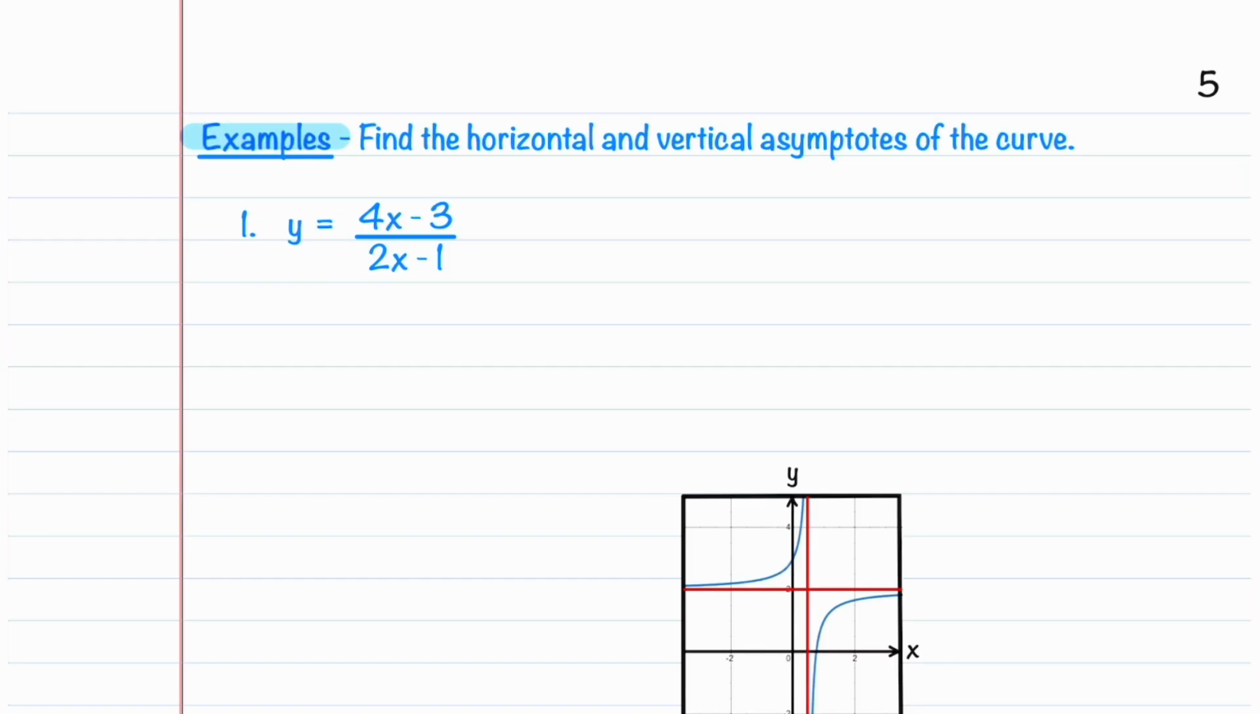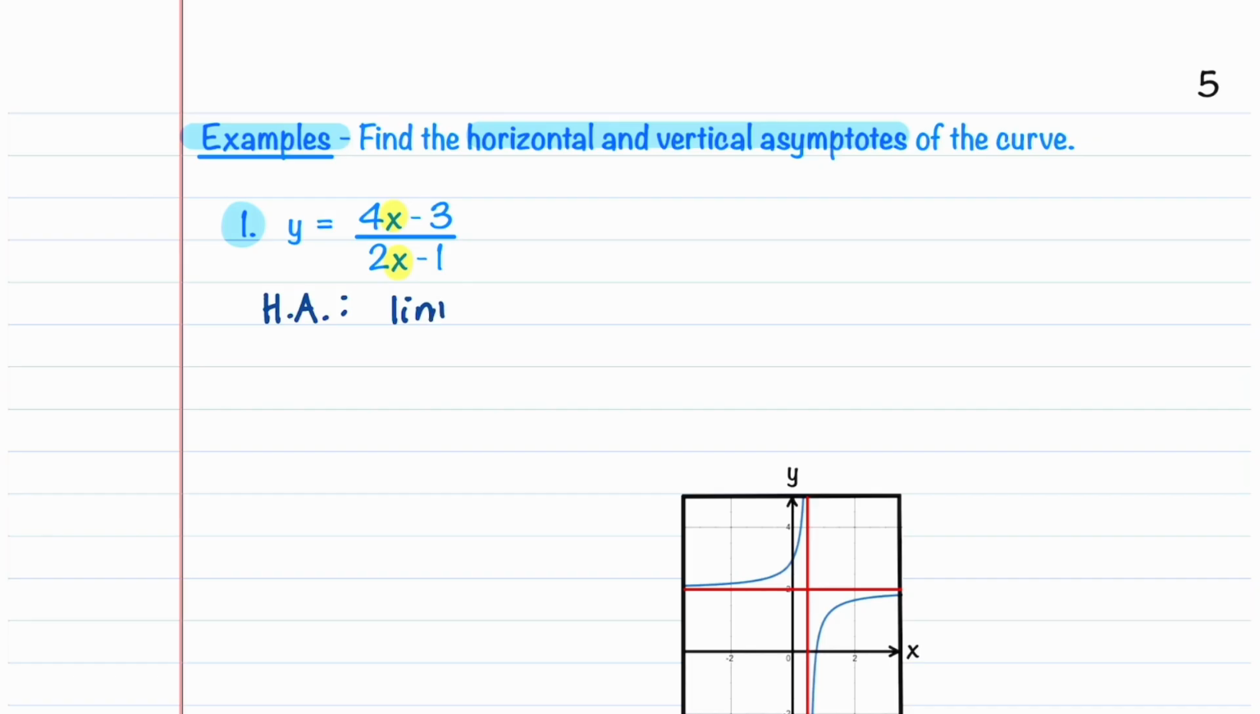Let's look at some examples where we are going to find the horizontal and vertical asymptotes of the curve. Our first curve is defined as y is equal to (4x minus 3) divided by (2x minus 1). Let's first find our horizontal asymptote. Since the power of x is the same in the numerator and the denominator, we can look at the limits as x goes to plus infinity and as x goes to minus infinity at the same time.